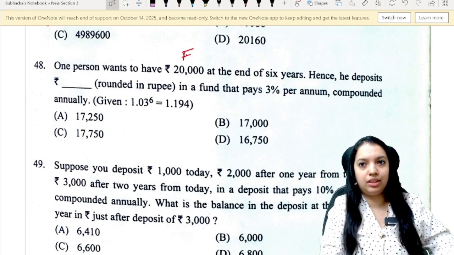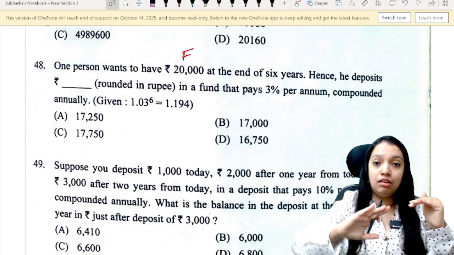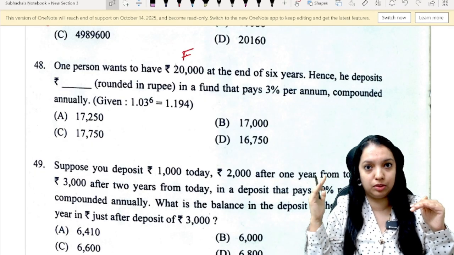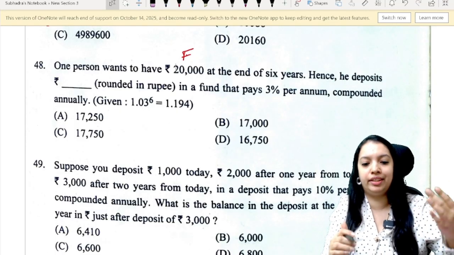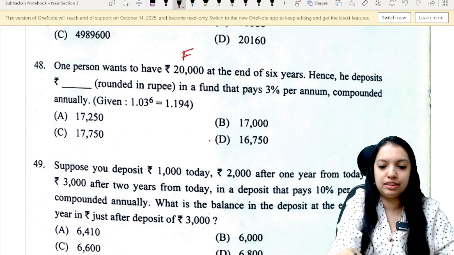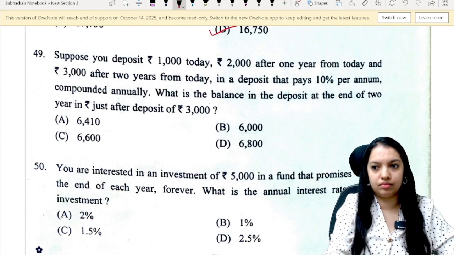Next question is about calculation of present value, or the principal amount which you have to deposit to get a future value of 20,000. So apply the future value formula, P(1 plus R)^n, and you would get your present value as 16,750, the principal amount.